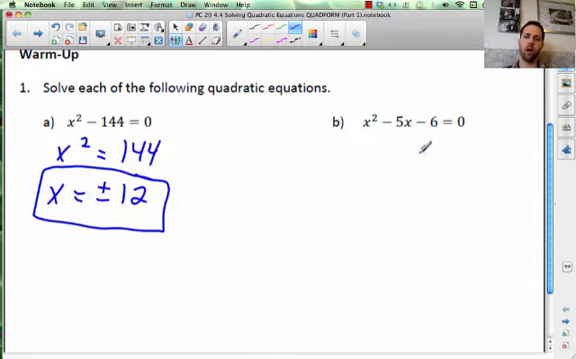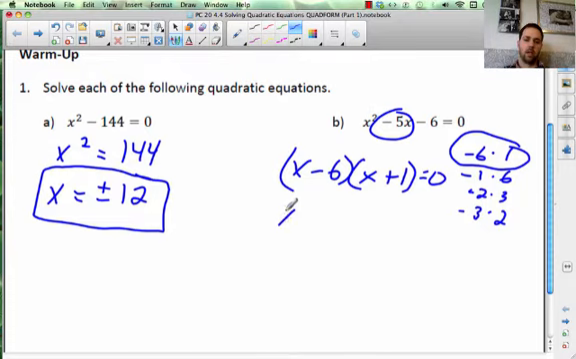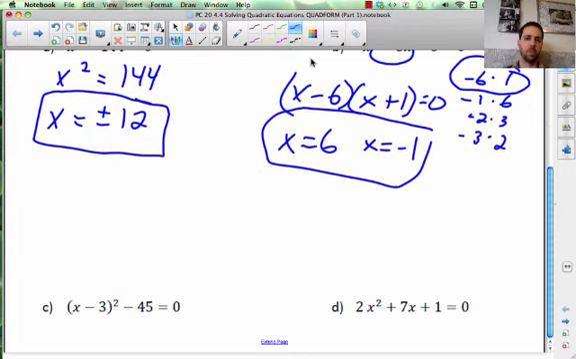Here, you can do your sum and product factoring if you want, or you could complete the square and make it a little trickier on yourself if you want to do it that way. But here the factors for negative 6, we're looking at negative 6 and 1, negative 1 and 6, negative 2 and 3, and negative 3 and 2. And of course this is the one that has a difference of negative 5, so we go x minus 6 times x plus 1 equals 0. And then of course x equals 6 and x equals negative 1. And those are your two distinct solutions for that one.